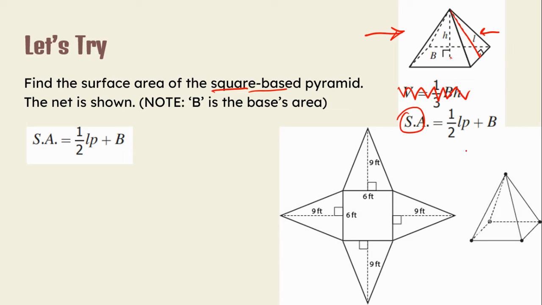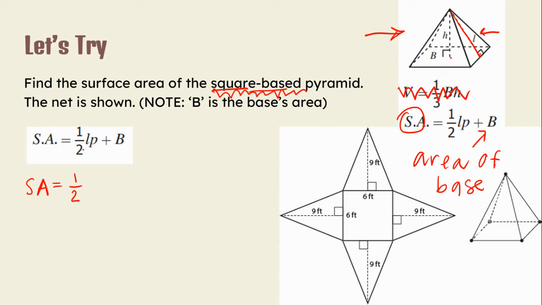That's your L. And capital B, remember we talked about this last class. Capital B is the area of the base. So we're going to have to find the area of the base. Note, this is a square-based pyramid, so we'll be using the formula for area of a square. So let's plug in what we know.